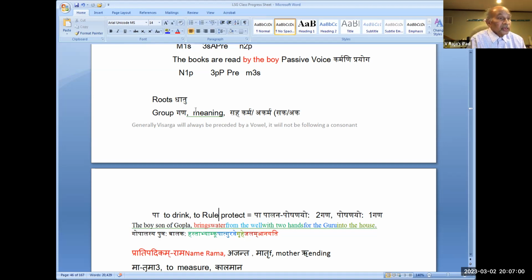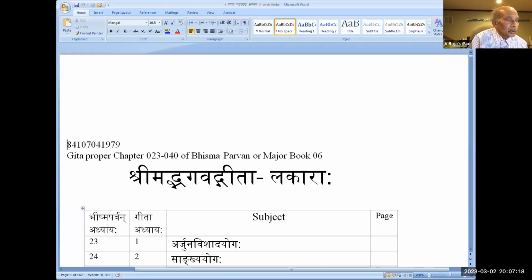And I was telling Balaji what happened was, let me go back there. Where is the Gita? Verbs. Oh, not Lakara, no, not that, sorry. Let me share, where is the Gita? This one, not that one. Is this one? Where is this? Oh, this one.